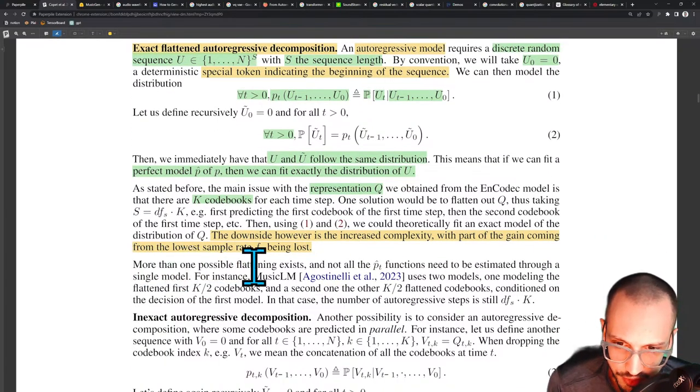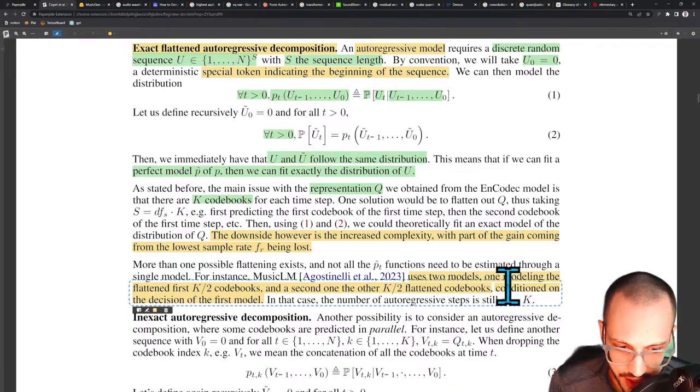More than one possible flattening exists, and not all the p hat t functions need to be estimated through a single model. MusicLM uses two models, one modeling the flattened first K over 2 codebooks, and a second one, the other K over 2 flattened codebooks. So this is more of a hierarchical approach, right, where you have one model that does the coarse resolution, and then another model that does the higher resolution, finer things, conditioned on the decision of the first model.